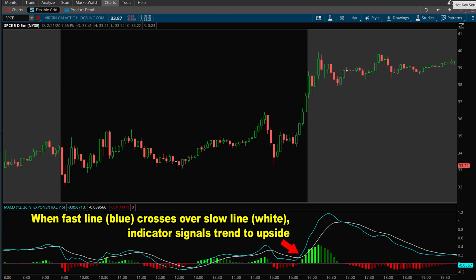MACD is a trend indicator. You want to see where the buying or selling money flow changes. So basically, when the two lines, the blue line being the fast line and the white line being the slow line, start to cross one another, that means the trend is starting to change.